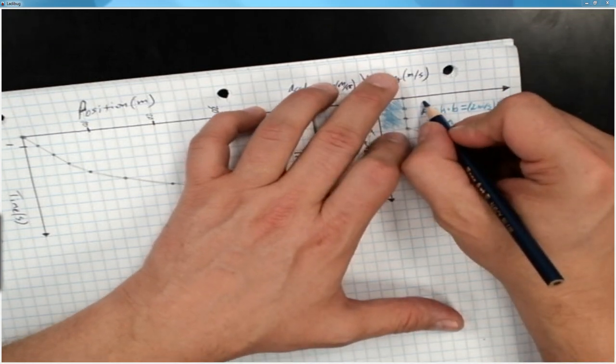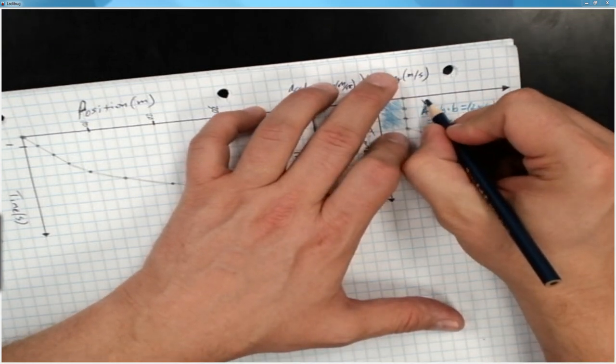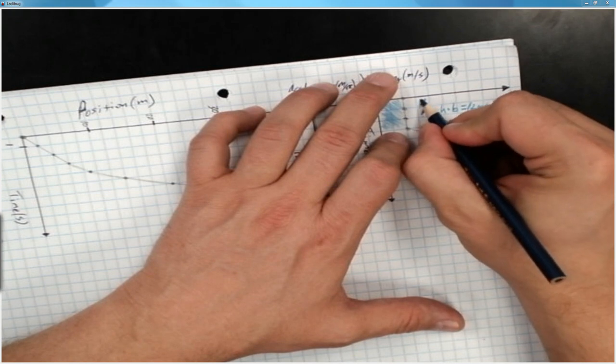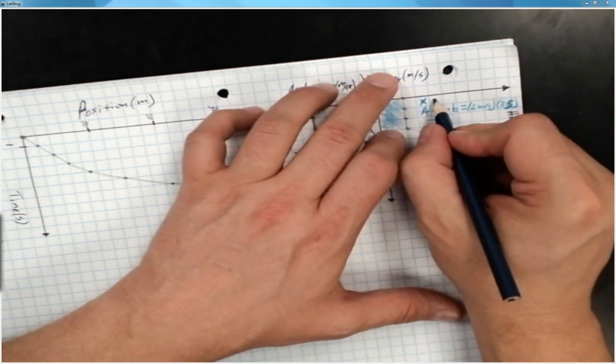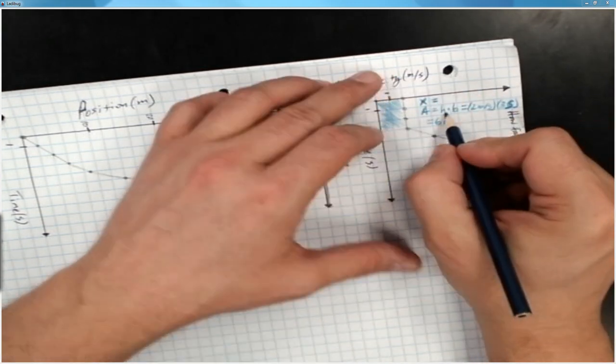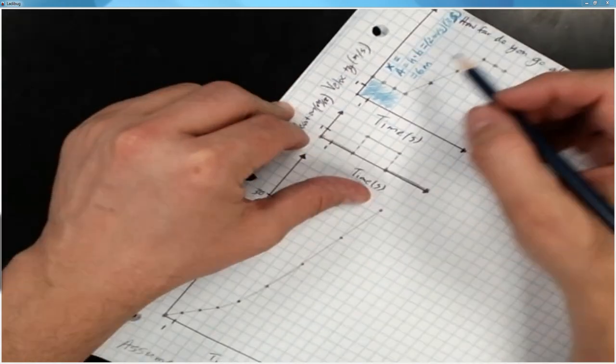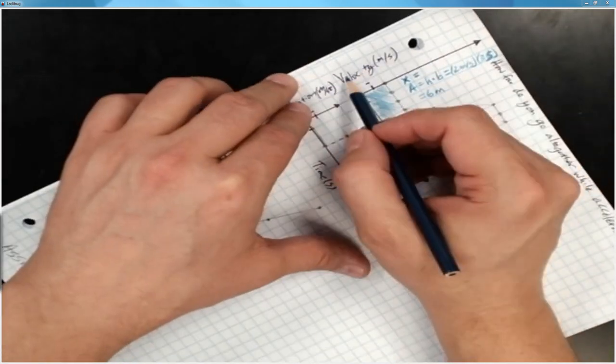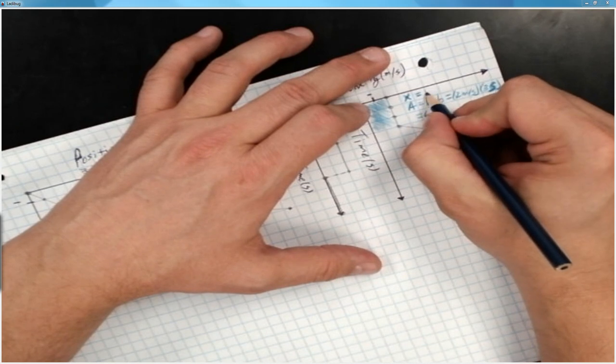And in physics, the symbol we use for distance is x. So x is equal to, what was h? What was my height here? Well, height was velocity. So the symbol we use in physics for velocity is v.